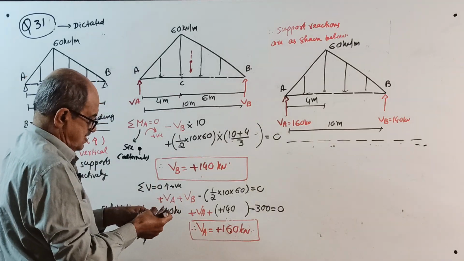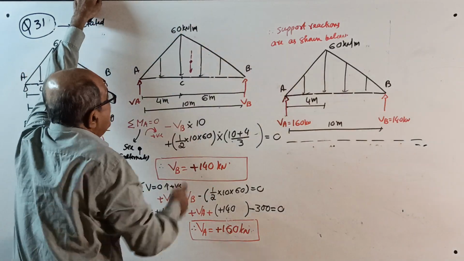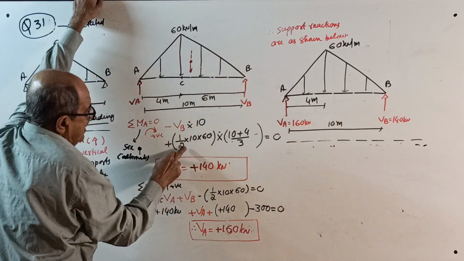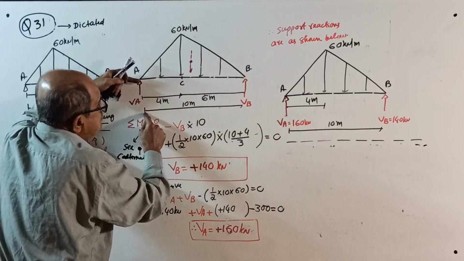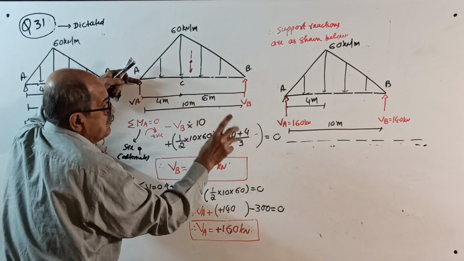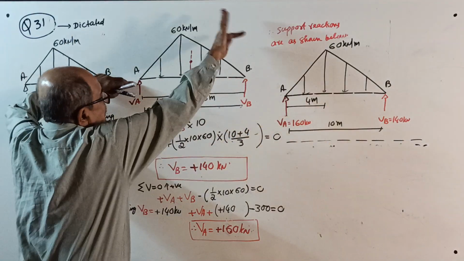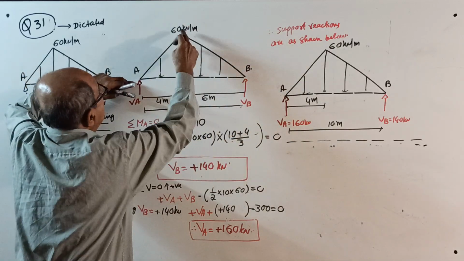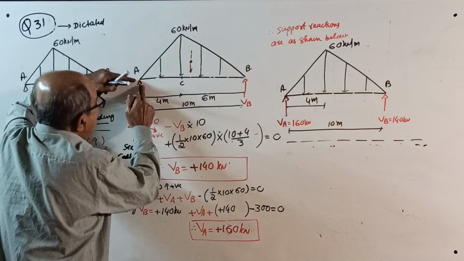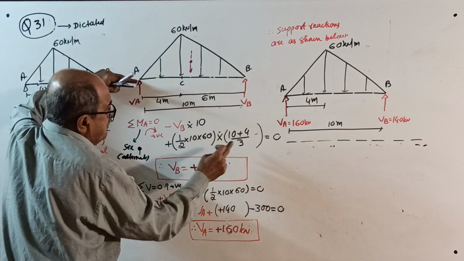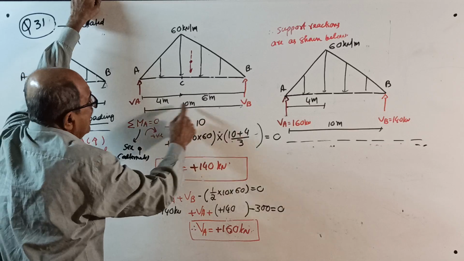Okay, now take moment. I already told you, now you should write if you want. This load is equal to half into 10 into 60. See here, half into 10 into 60 is the load. From here to this line of action is length 10 plus cut length 4 divided by 3. If you want from that side, length 10 plus cut length 6 divided by 3. So, minus VB into 10 plus half into 10 into 60 is the load, times 10 plus 4 divided by 3, equals 0. You get VB. Sigma V equals 0: VA plus VB minus half into 10 into 60, equals 0.